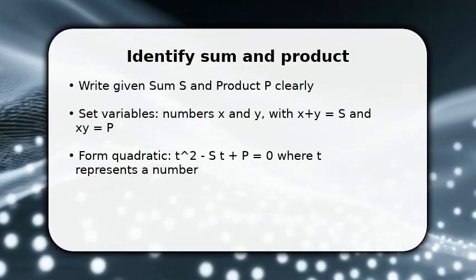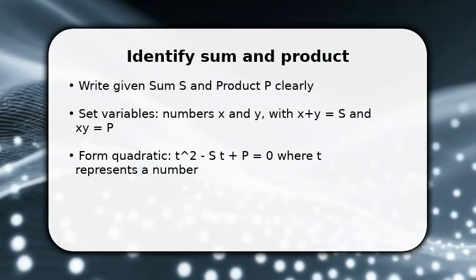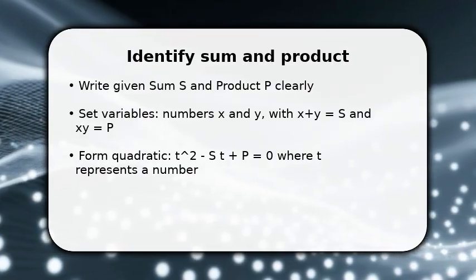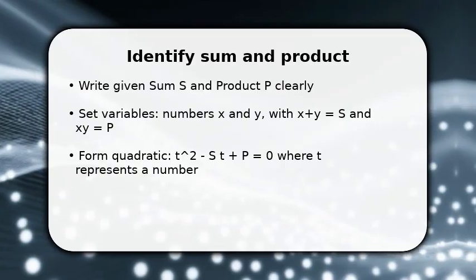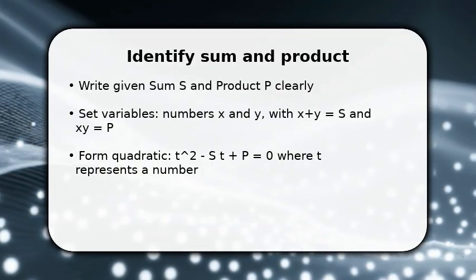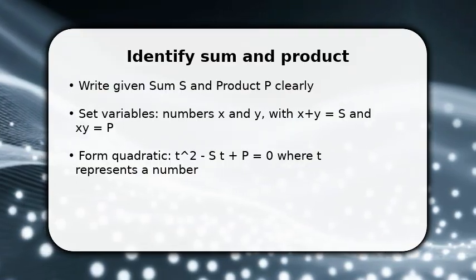You start by committing the two given values to paper, the sum s and the product p. Next, define the unknowns as x and y, so x plus y equals s and xy equals p. This sets the algebraic link.